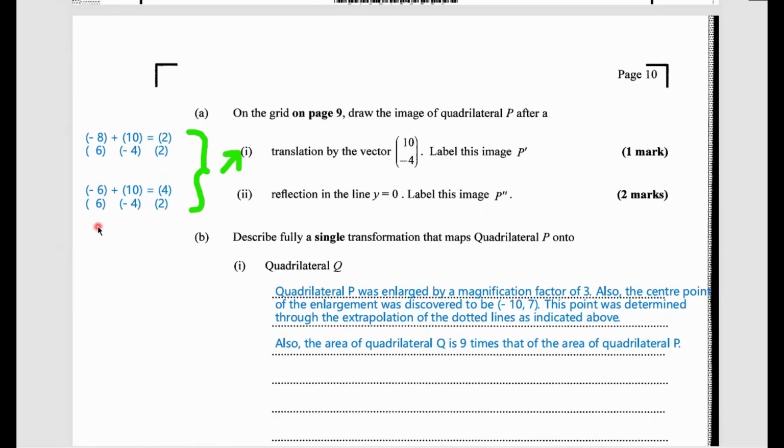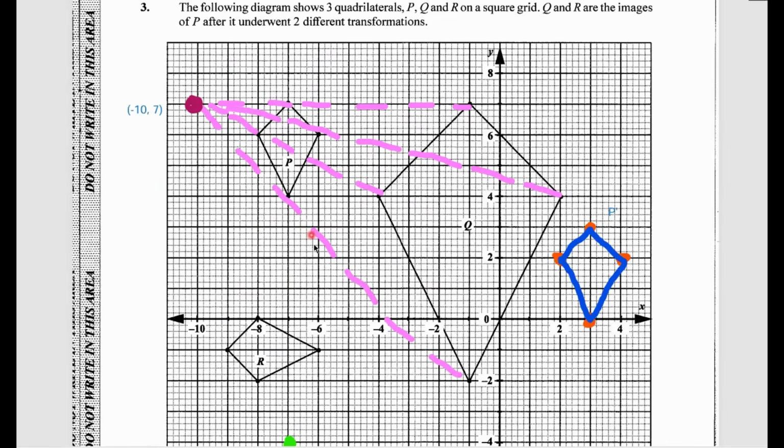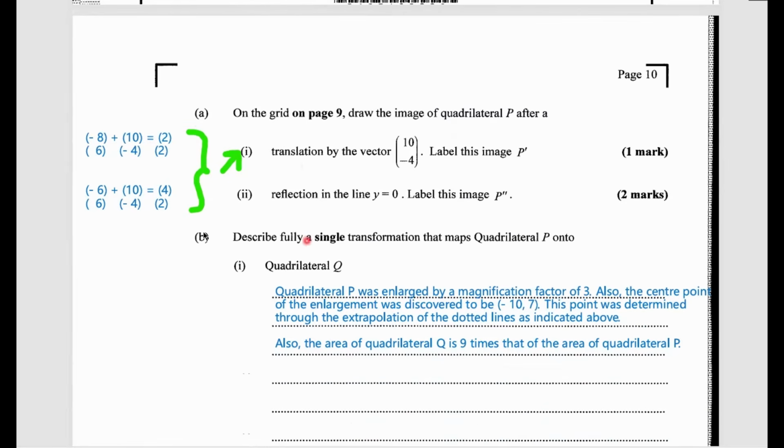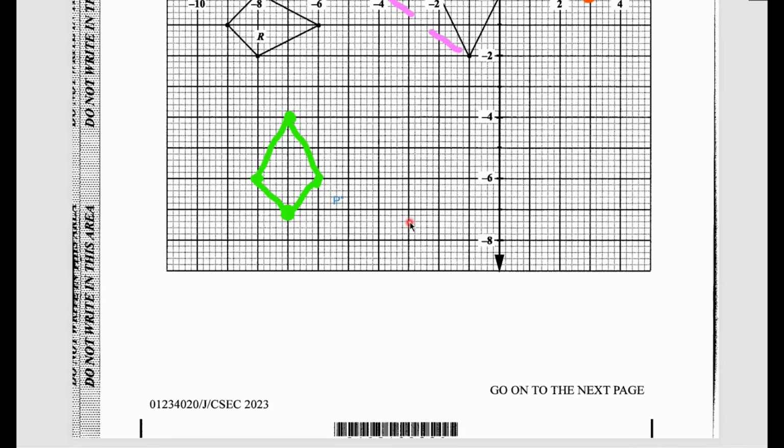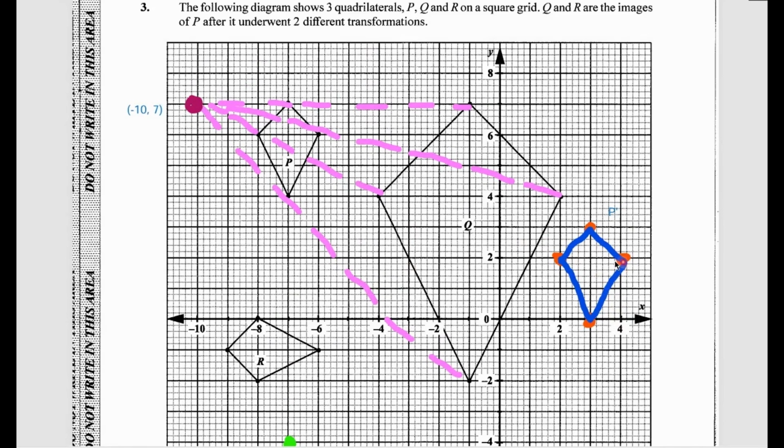And then I used minus 6 and 6 from P, which is this corner. Minus 6 with 6. And I added the 10 and minus 4. So minus 6 add 10 is 4. And 6 minus 4 is 2. And I plotted 4, 2. You can see there, 4 with 2.